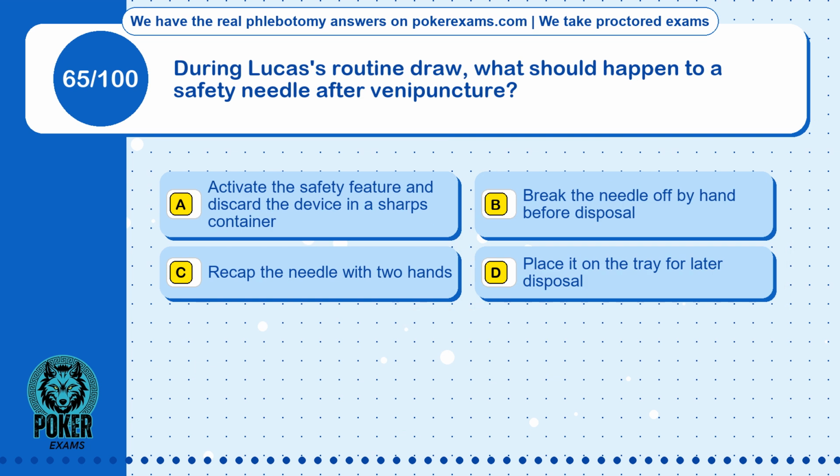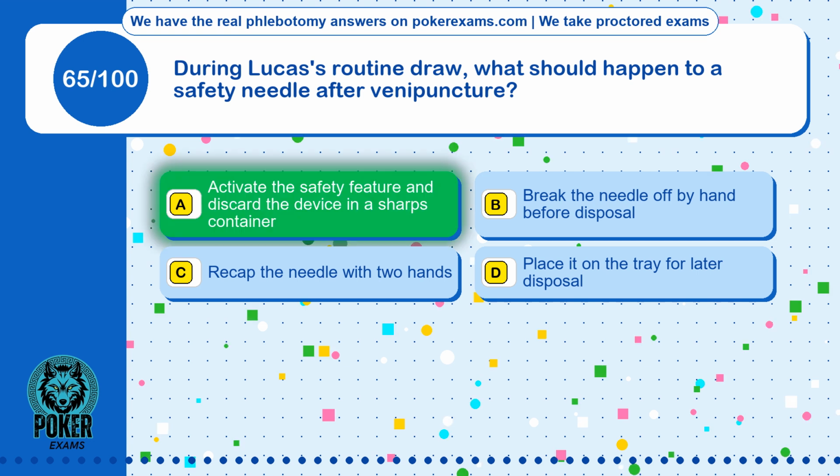Question 65. During Lucas's routine draw, what should happen to a safety needle after venipuncture? Option A, activate the safety feature and discard the device in a sharps container. Option B, break the needle off by hand before disposal. Option C. Recap the needle with two hands. Option D. Place it on the tray for later disposal.